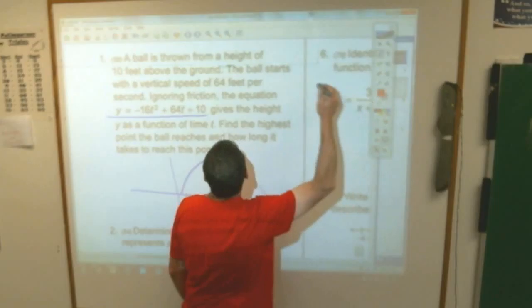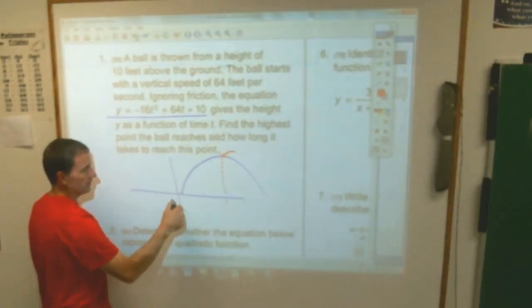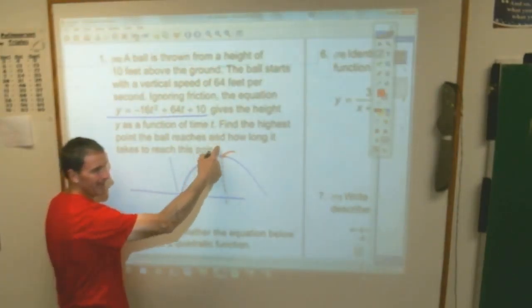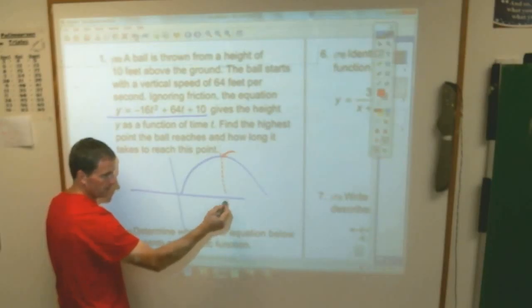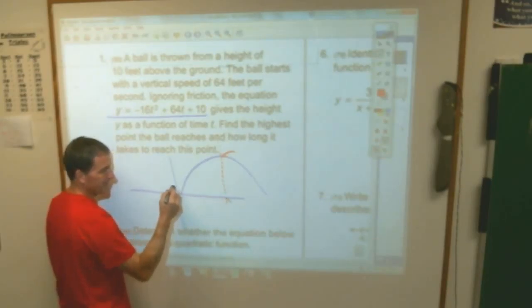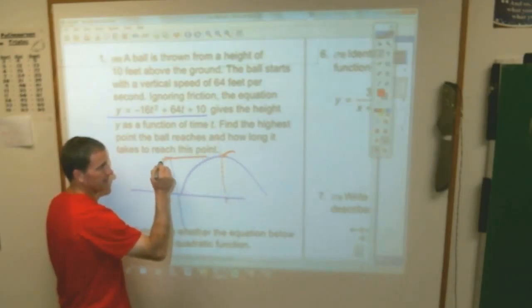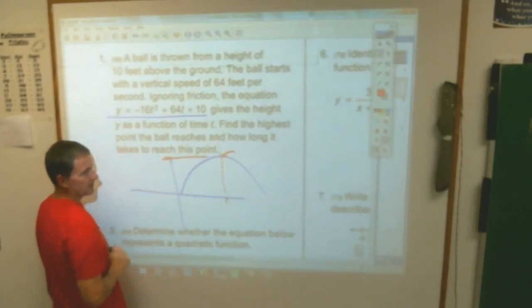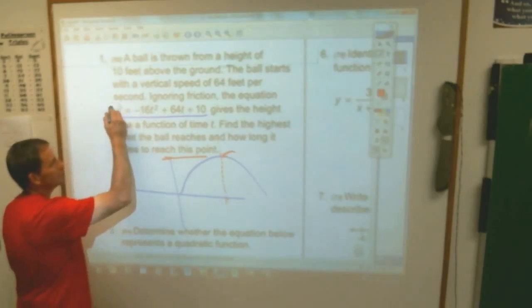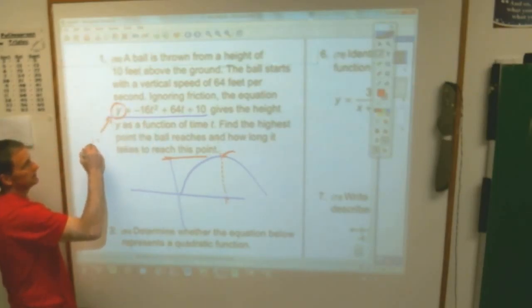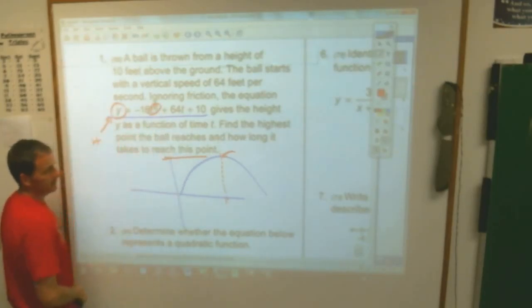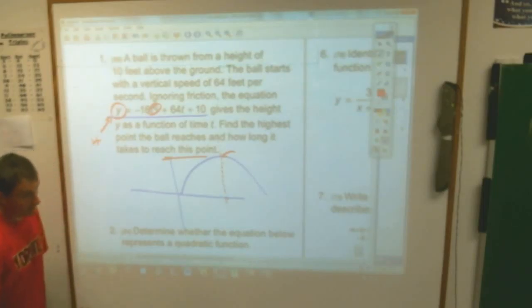Whatever you get for x, whatever you get for the axis of symmetry, that is this point. That is the time. And then when you put that axis of symmetry in, whatever that is, is the height. The h, or the y, is the height, and the t is the time. So all you have to do, write on your little notes.